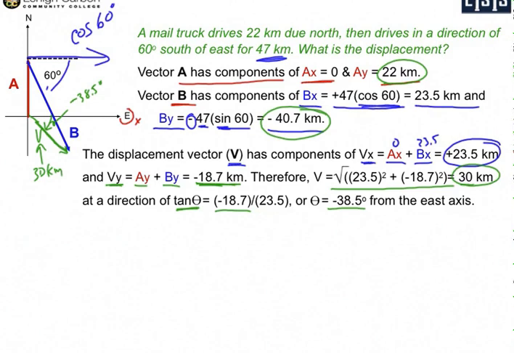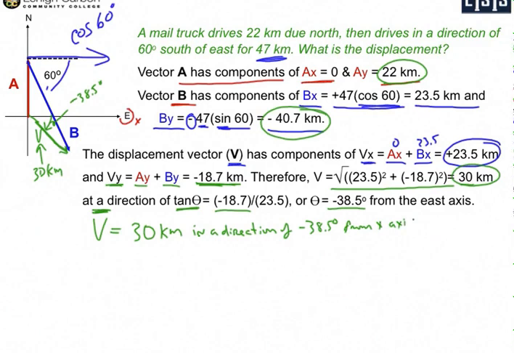So you could say V, your vector here, it's a little hard for me to bold it like I have up in the text, so I'll put this line over it to say that's a vector. We would represent this as 30 kilometers in a direction of minus 38.5 degrees from the x-axis would be a resolution for that.